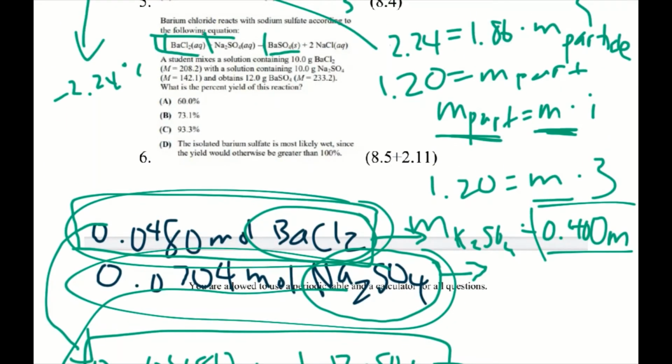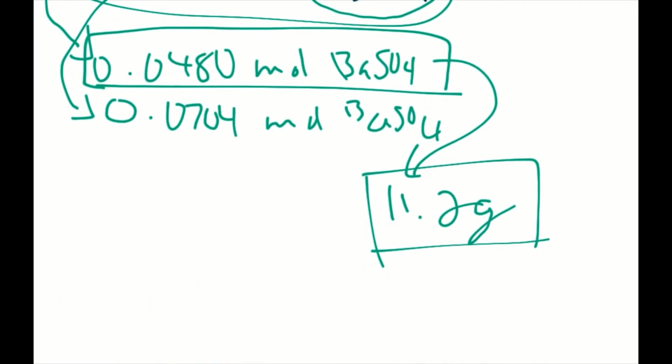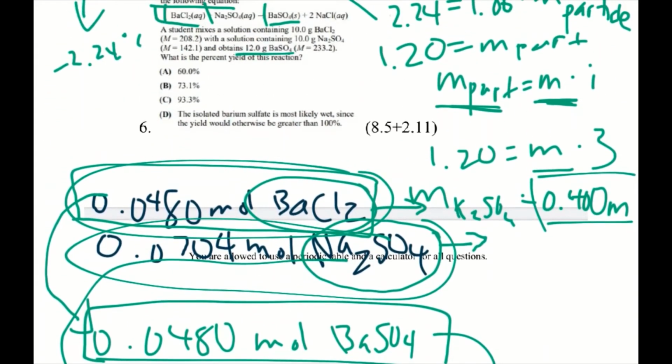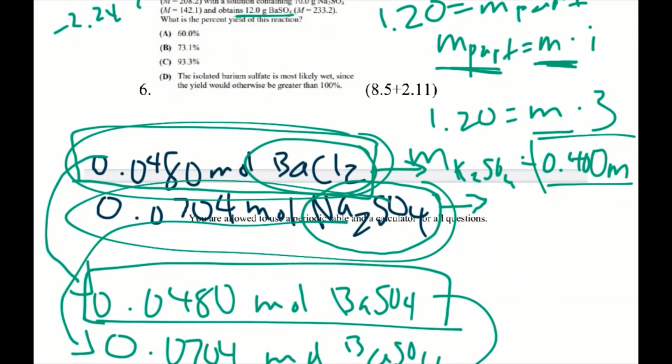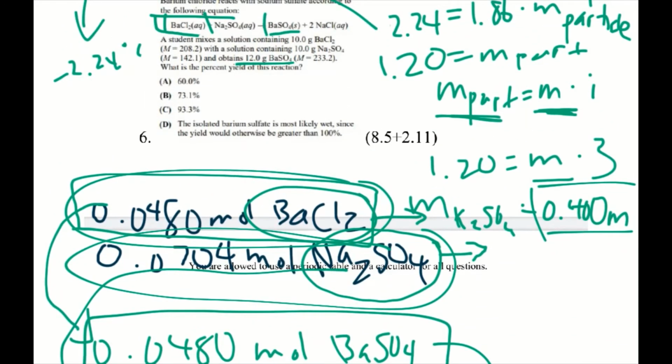What did they say in the problem? They said that they got 12 grams of it. Wow. They got more than what is actually predicted by the reaction, assuming 100% completion. Now that's a little bit odd. So let's read our responses.